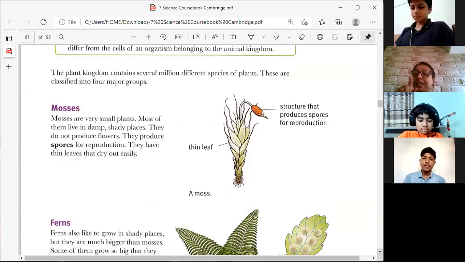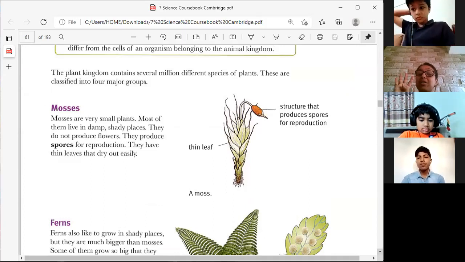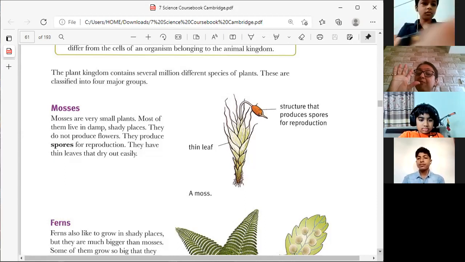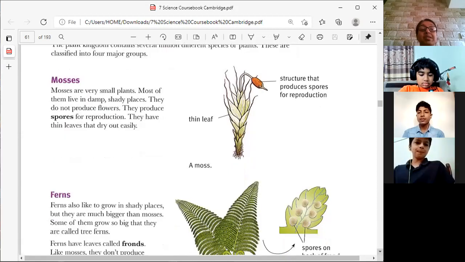Here the main science comes up: the plant kingdom contains several million different species, which can be classified into 4 major groups. After this there are subgroups, but we are only learning the 4 major groups. The first is the mosses.